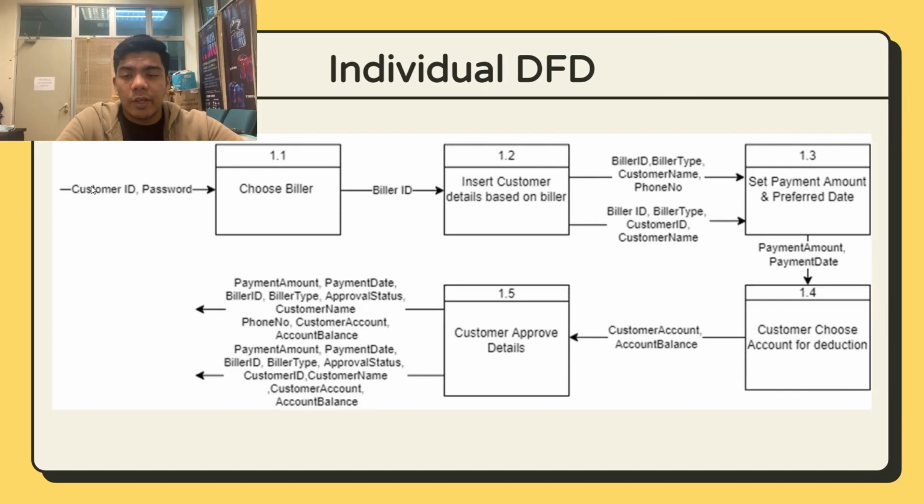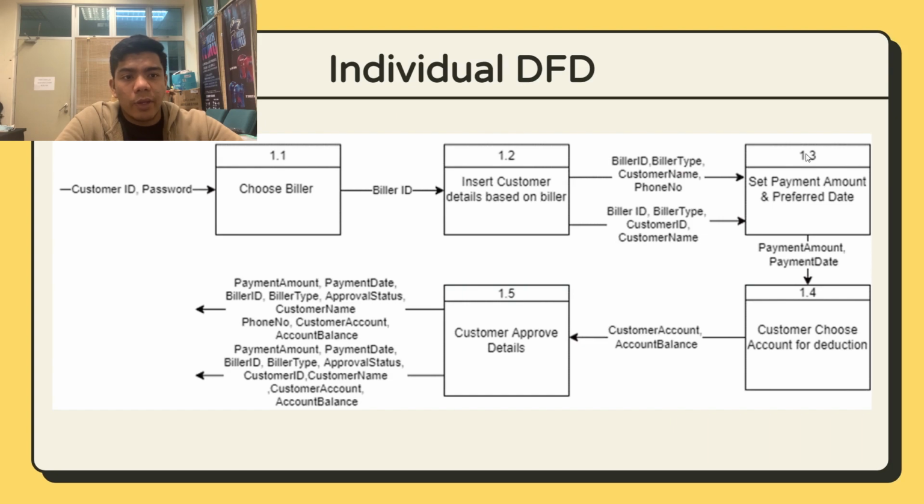For the data flow diagram, we start with the user logging into the app. When we have the user's customer ID and password, we can proceed to choose the biller. After choosing the biller, we of course have the biller ID, and then we can ask the user to insert the customer details based on the biller. Some billers may need customer name and customer phone number, but others may need customer ID and customer name. So it varies based on the company itself.